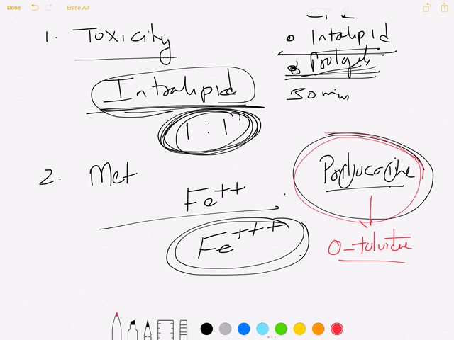That O-toluidine can cause methemoglobinemia, which gives us useless hemoglobin. And you can treat methemoglobinemia with methylene blue.